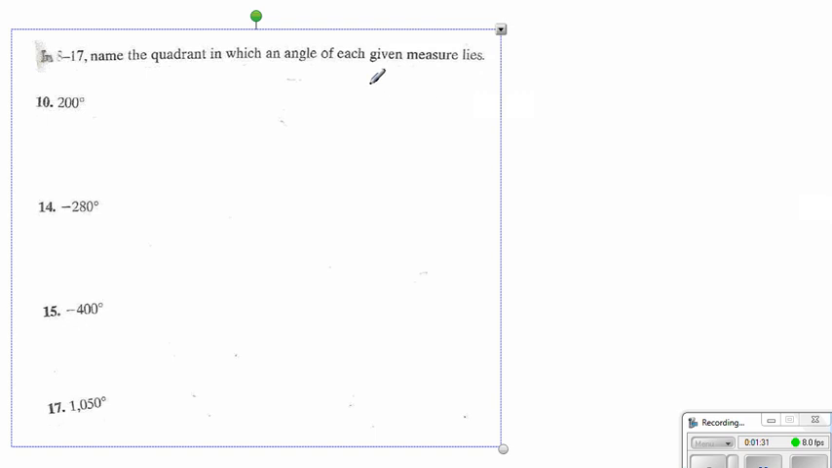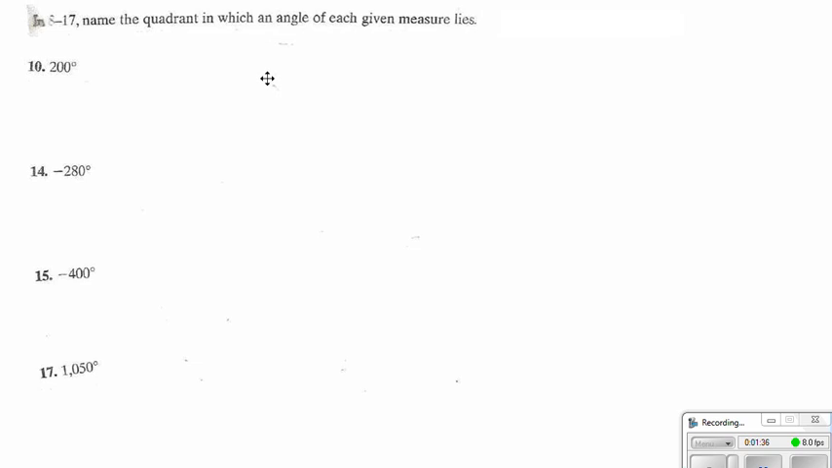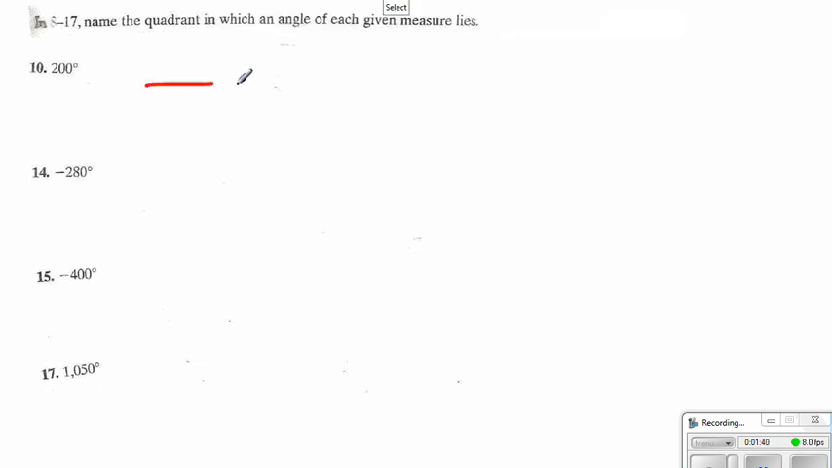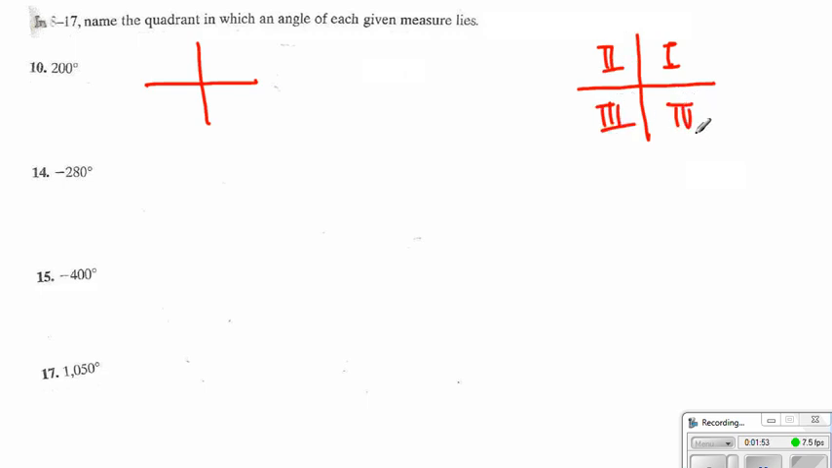Alright, let's move on to the next. Here we're looking for the quadrant in which the angle lies. On the side, if I were to write down the quadrants, this will be the first, this will be the second, this will be the third quadrant, and this will be the fourth. Now, knowing that, here we have 200 degrees. From here, 200 degrees will lie around here. So therefore, this will be the third quadrant.